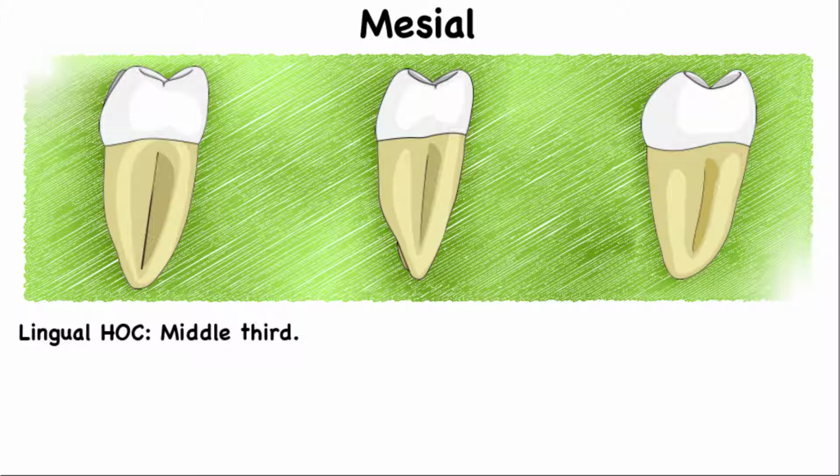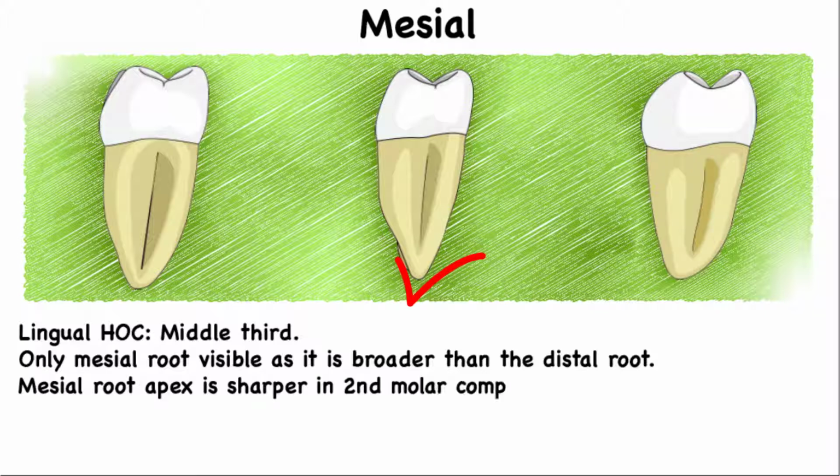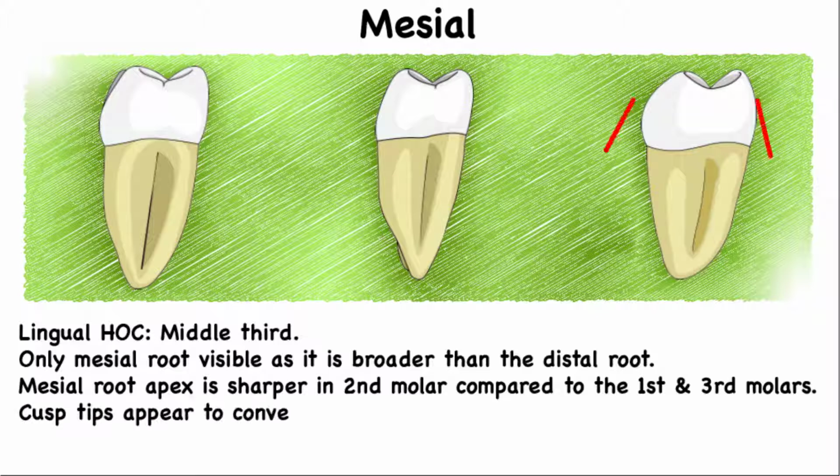From mesial view, only the mesial root is visible, as it is broader than the distal root. The mesial root apex is sharper in the second molar as compared to the first and third molar. Compared to the first and second molars, the cusp tips appear to converge in the third molar. So the distance between facial and lingual cusp tips is lesser in the third molar as compared to the first and second molars. Let's now go to the distal view.